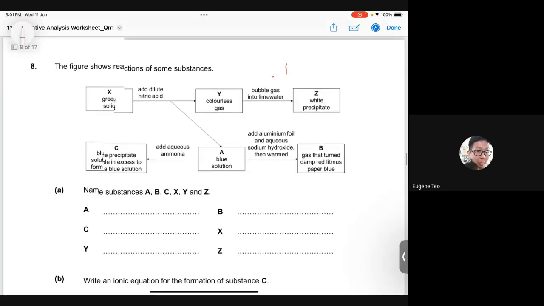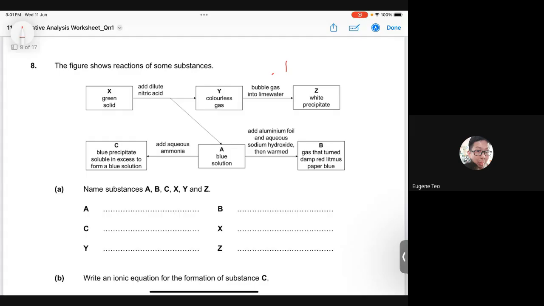Okay, so this is the third part of the whole QA already. I believe today we will be able to finish this worksheet, and tomorrow we'll be going through ammonia itself, the chapter on ammonia. So let's start now with this.